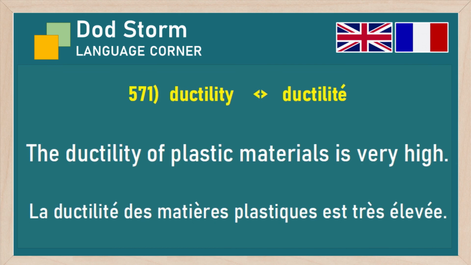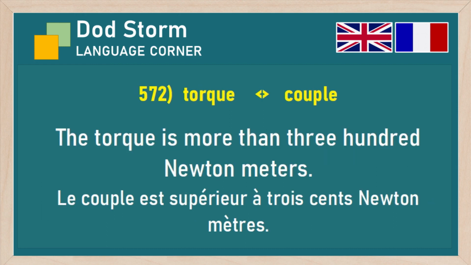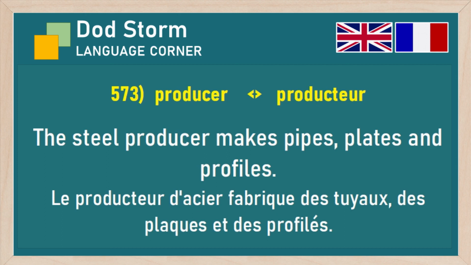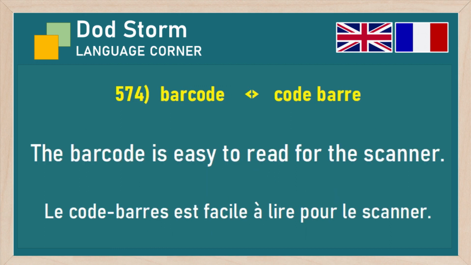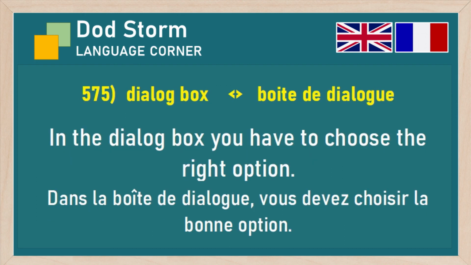The ductility of plastic materials is very high. The torque is more than 300 Newton meters. The steel producer makes pipes, plates, and profiles. The barcode is easy to read for the scanner. In the dialog box, you have to choose the right option.